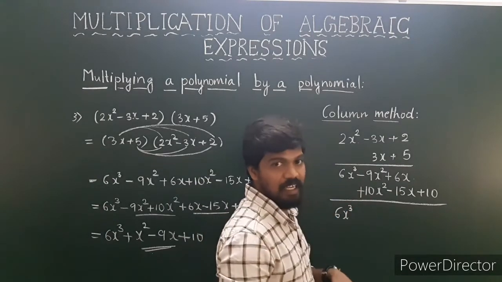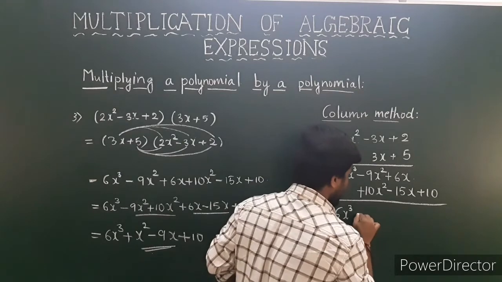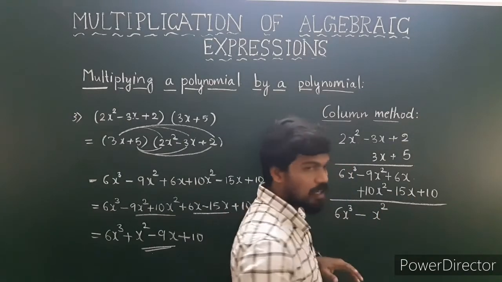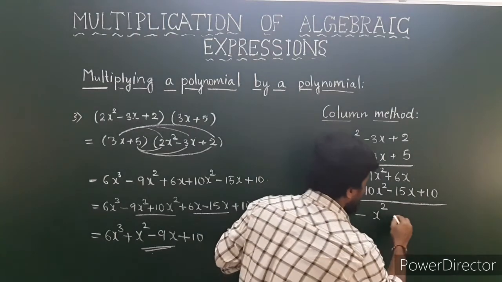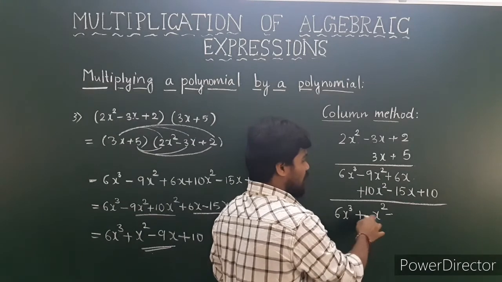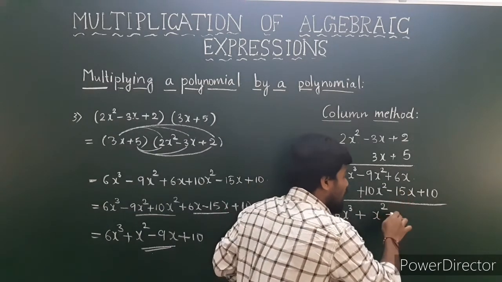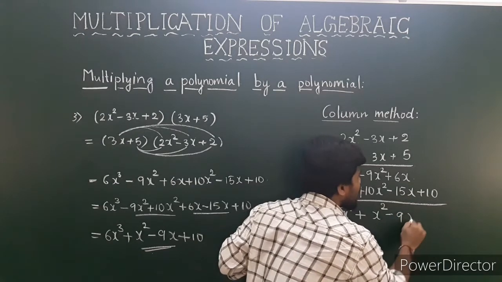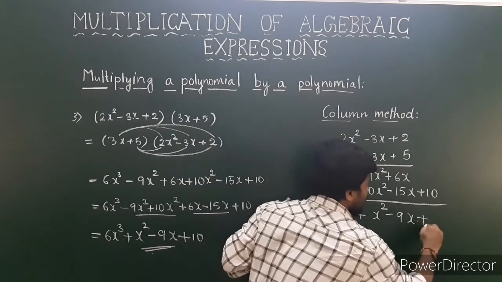So two different signs. Subtract, you get minus x square. So different sign. Subtract, you get minus. So here plus, the larger value sign you have a plus. So plus x square. Here minus, since the larger value sign is negative. So you write minus 9x and plus 10.